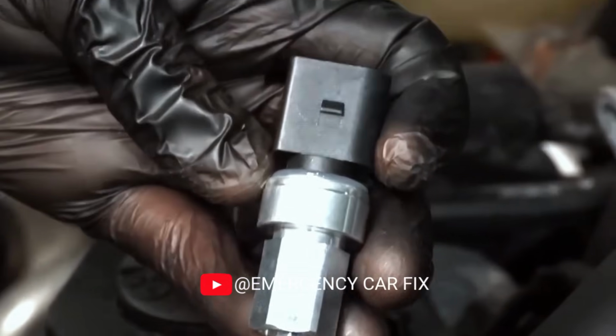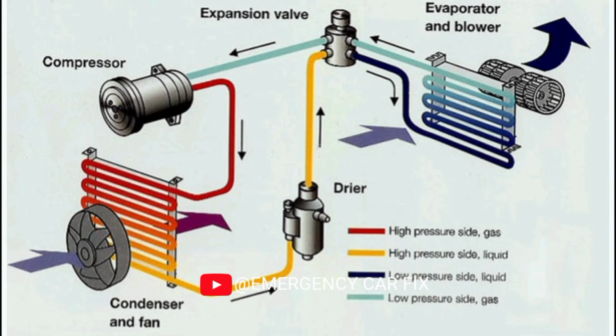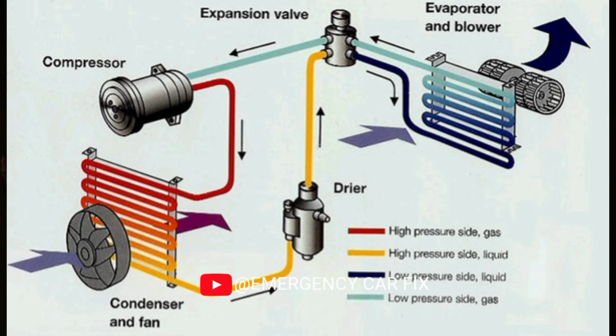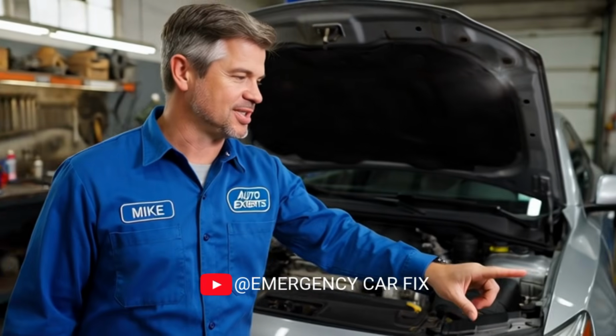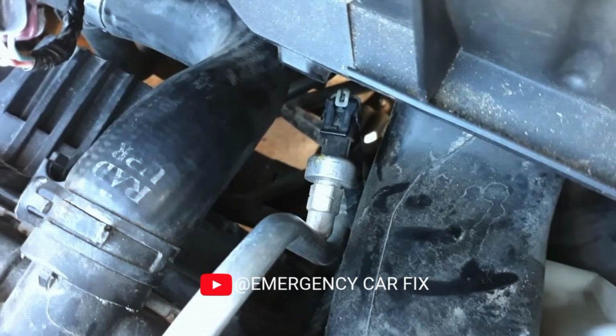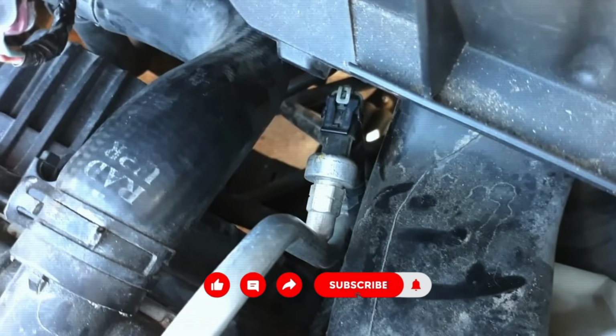To begin, let's briefly understand what the AC pressure switch does. Simply put, it monitors the refrigerant pressure and ensures it stays within a safe operating range. In many vehicles, there are either two separate switches, one for high pressure and one for low pressure, or a single combined pressure sensor, depending on the design.